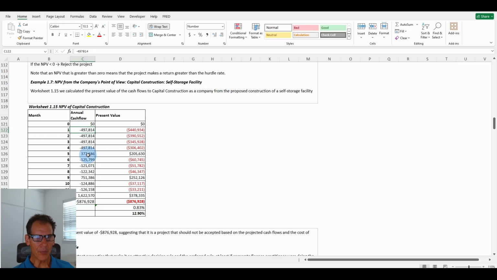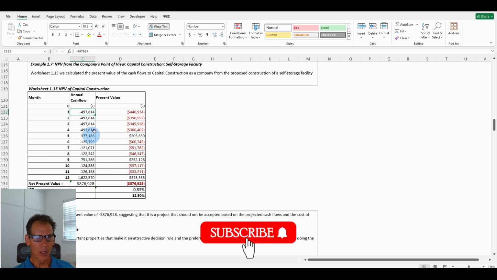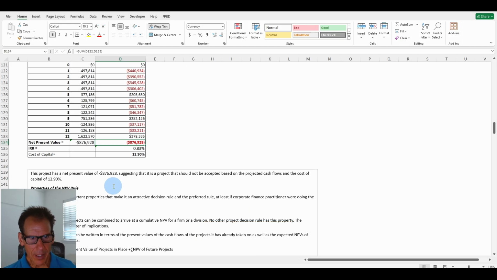Here we have the 497,814. Here are the numbers discounted. You can see we have a huge net 162,378,355. In this particular case, the project has a net present value of negative 876,928, suggesting that it is a project that should not be accepted based on the projected cash flows and the cost of capital of 12.9%.